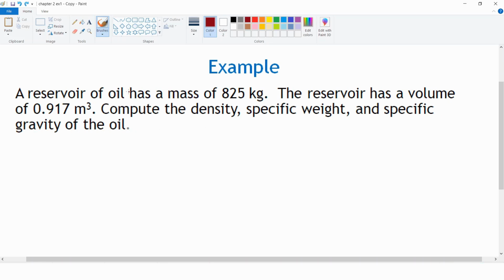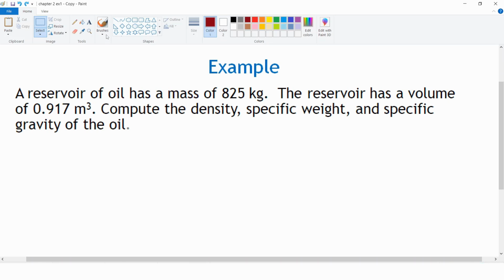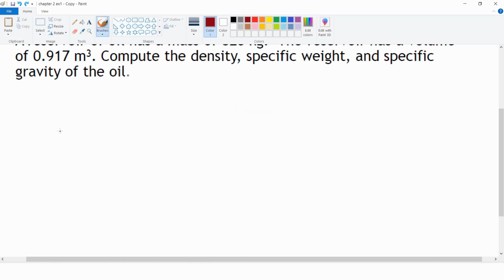So let's get to reading the example. A reservoir of oil has a mass of 825 kilograms. The reservoir has a volume of 0.917 meters cubed. It wants us to compute the density, the specific weight, and the specific gravity. So let's start with the density, okay? We're only going to be applying the definitions here, which is in the form of a formula, of course.